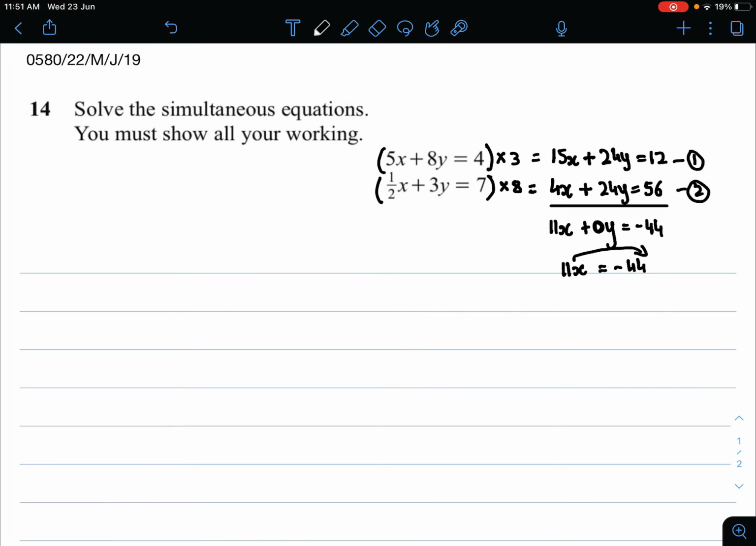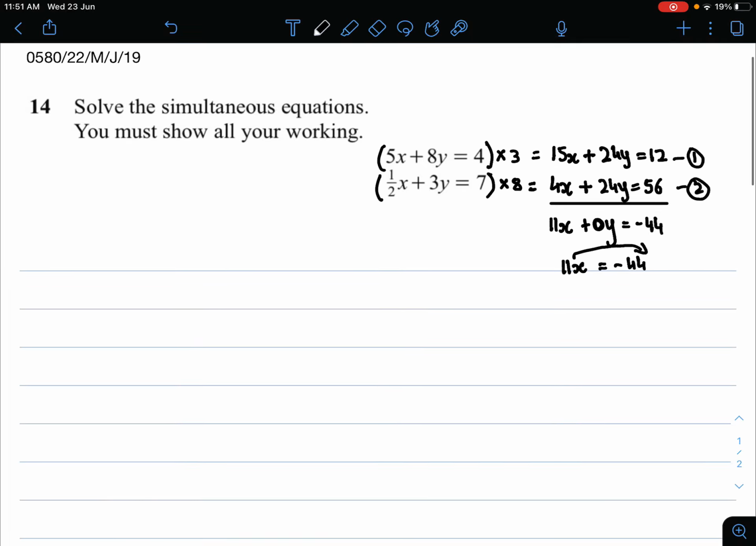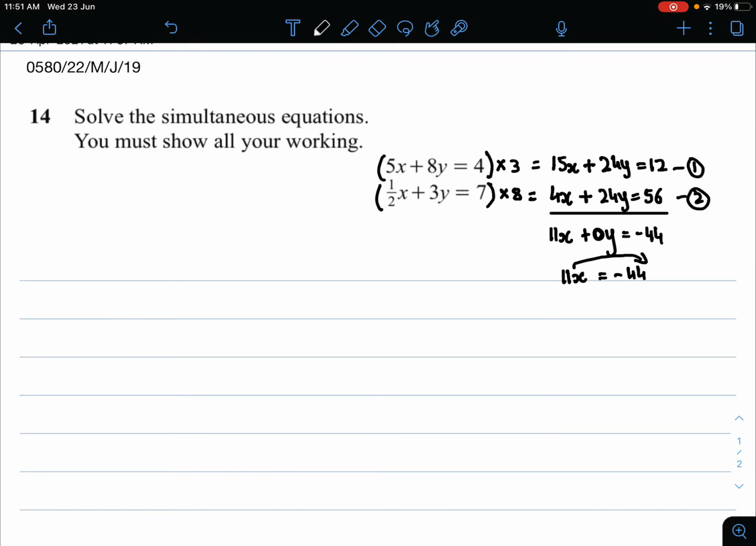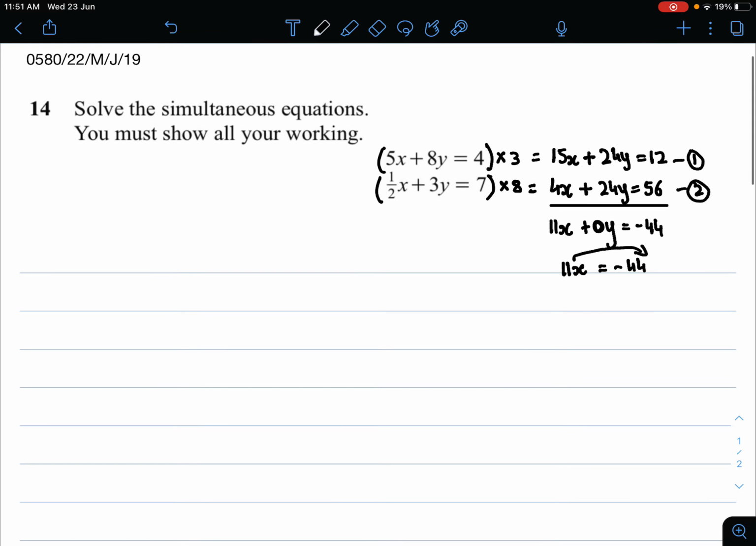and therefore we can move the 11 to the other side of the equation, making it division, because when you move multiplication to the other side of the equation, it becomes division. So it would be x equals minus 44 divided by 11, which is equal to minus 4. So this would be your x answer for this question.